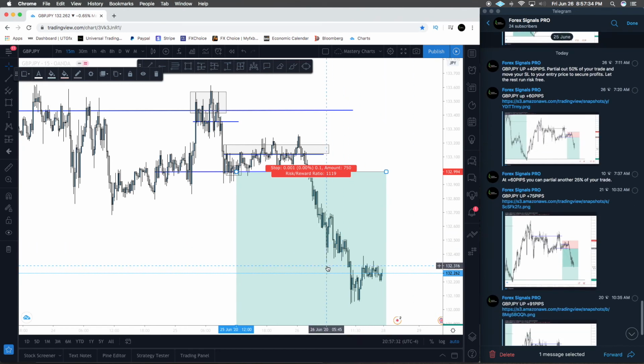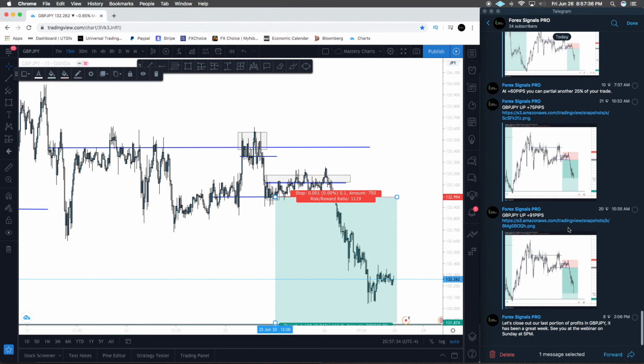We got up to 60 pips. We took out another 25%. We got up to about 91 pips before we closed out the rest of our trade.